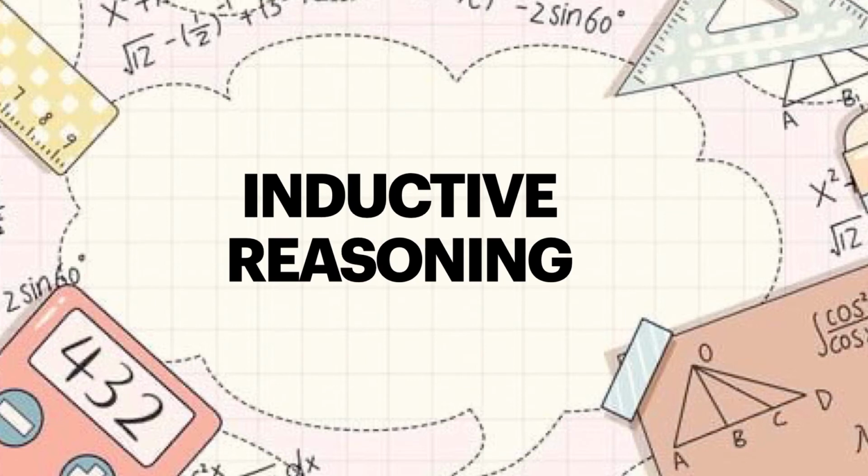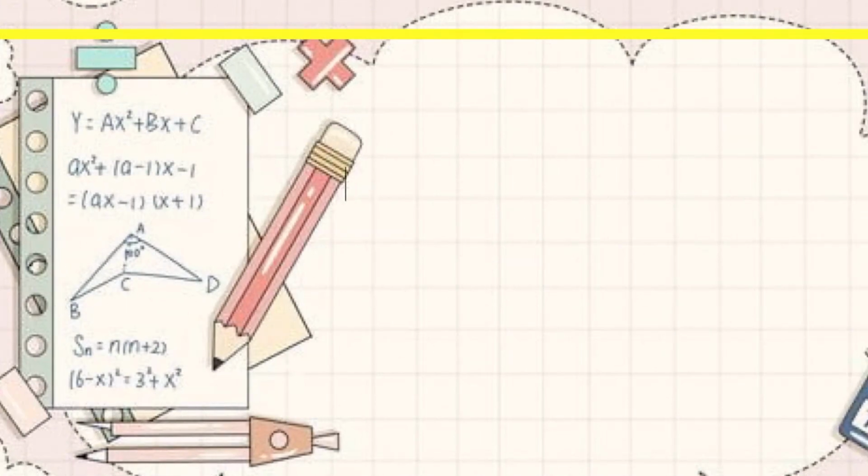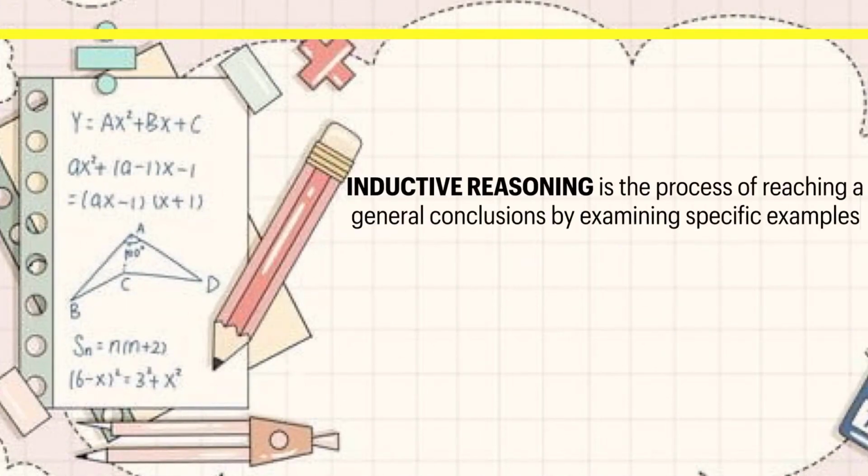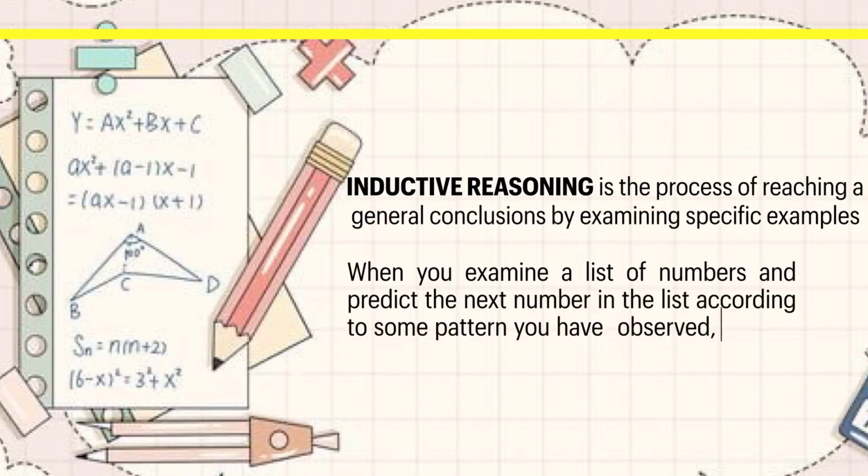It is a type of reasoning that forms a conclusion based on the examination of specific examples. Now, the conclusion formed by using inductive reasoning is a conjecture, since it may or may not be correct. Basically, inductive reasoning is just a process of reaching a general conclusion by examining specific examples. So when you examine a list of numbers and then predict the next number in the list according to some pattern you have observed, you are now using inductive reasoning.